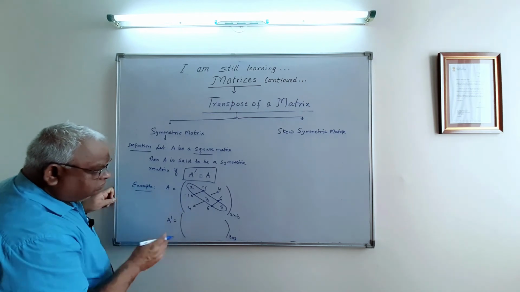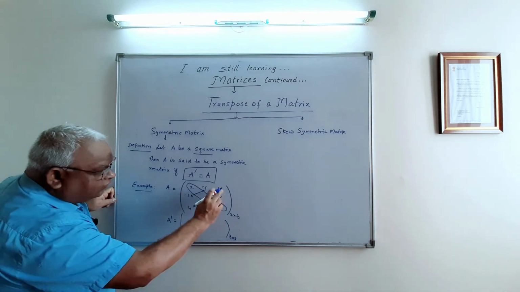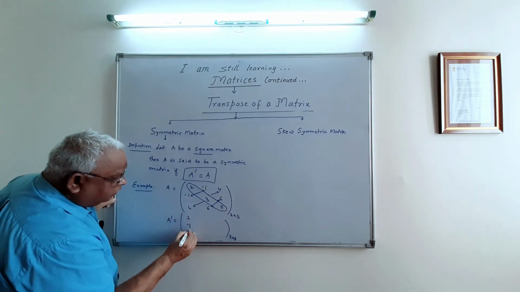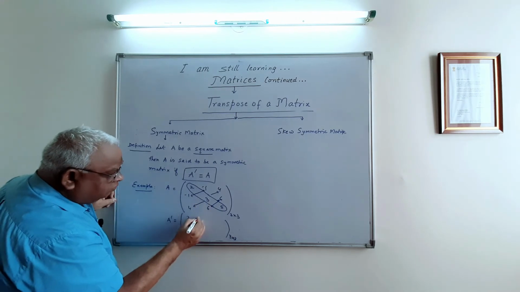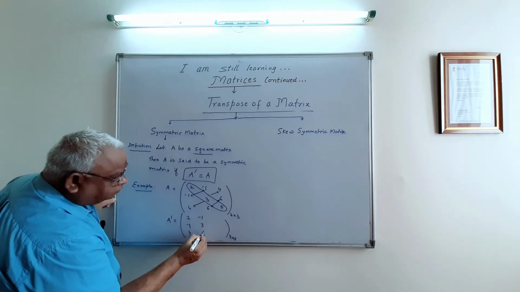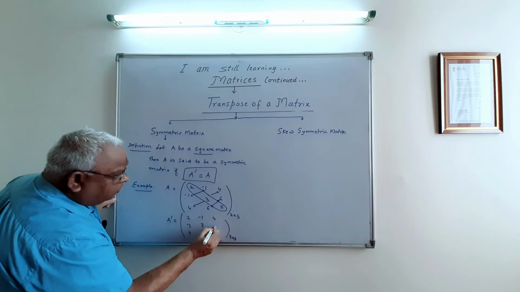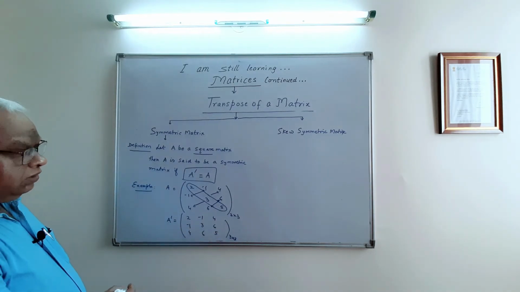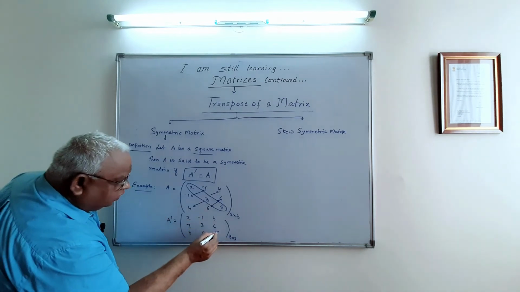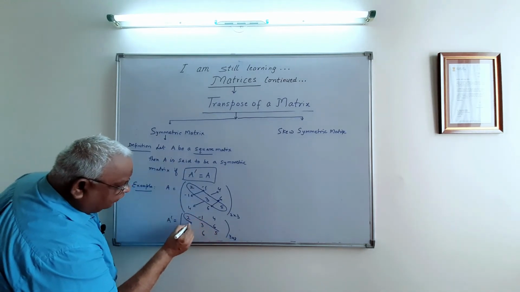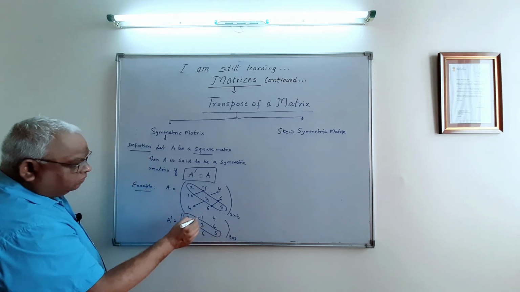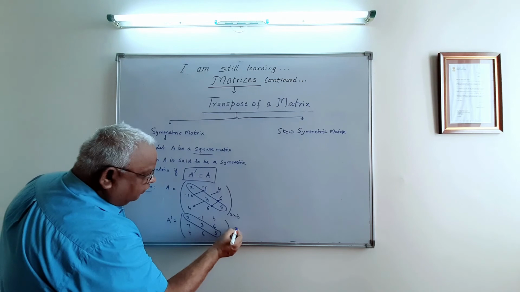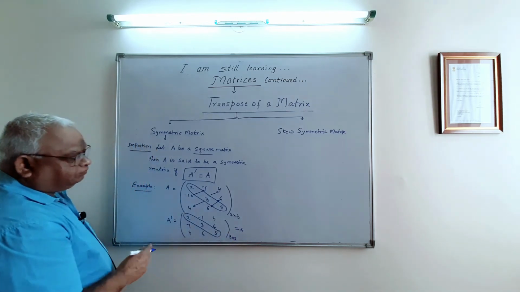Now what do you have to do for taking the transpose? The first row will become the first column. So 2, minus 1, 4, 2, minus 1, 4. The second row will become the second column. The third row will become the third column. So what do you find? The main diagonal elements are same, and across the main diagonal you find the same. So this is same as A.